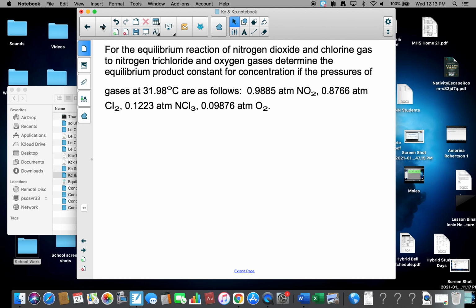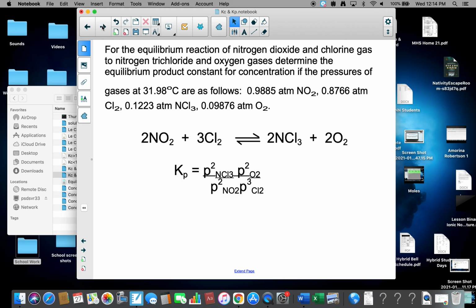So for the equilibrium reaction of nitrogen dioxide and chlorine to nitrogen chloride and oxygen, determine the equilibrium constant for concentration, if the pressures of gas at 31.98 degrees Celsius are as follows: 0.9885 atmospheres NO2, 0.8677 atmospheres Cl2, 0.1223 atmospheres NCl3, and 0.09876 atmospheres oxygen. So here's our balanced equation. Here it is balanced. If we're doing pressures, we're going to put pressure of NCl3 squared, pressure of oxygen squared, all over pressure of NO2 squared and pressure of Cl2 cubed.